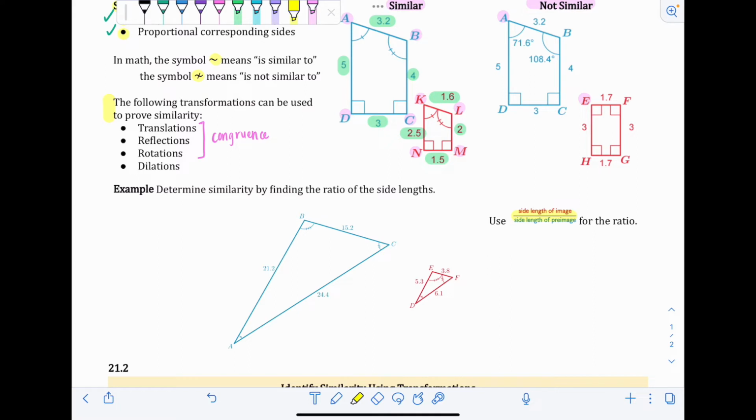You just have to be careful. You'll see for this problem, we're going to create 3 different ratios, one for each pair of corresponding sides. And the order needs to stay consistent. So we would need to stay image over pre-image throughout for all 3.